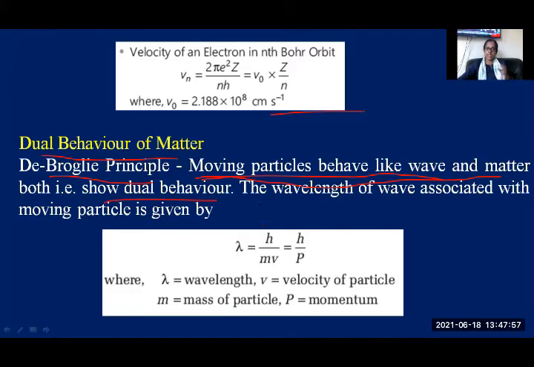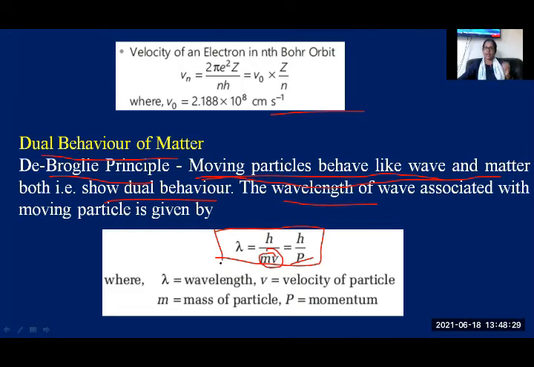So he has given an equation called the de Broglie equation. As per this equation, the wavelength of the wave associated with the moving particle is given by lambda equal to h by mv, where mv is nothing but the momentum. So this lambda can also be written as h by p, where p is the momentum and h is the Planck's constant. Lambda is the wavelength of the wave associated with the moving particle.